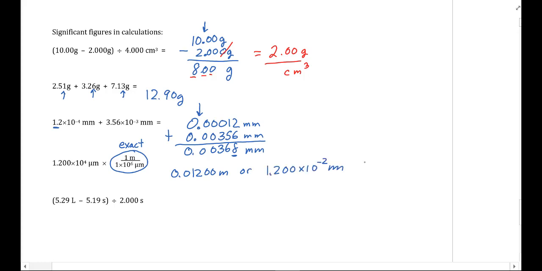Either one is acceptable. Here's another problem where you might run into some order of operation issues with sig figs. Doing this initial subtraction in parentheses yields a result of 0.10 liters at 2 sig figs. Dividing that by the 2.000 seconds gives you an answer of 0.050 liters for every 1 second.